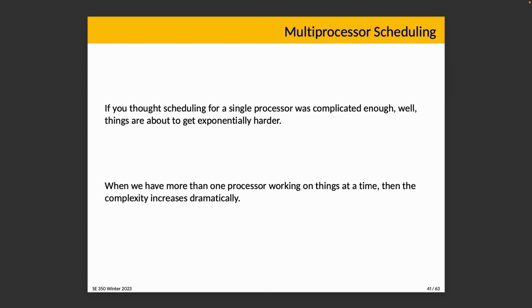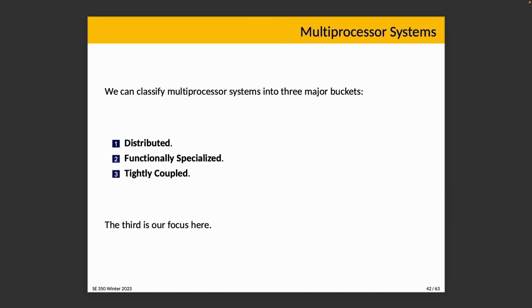We're also going to talk about multiprocessor scheduling. And multiprocessor scheduling is going to be a step up in complexity as compared to what we've talked about previously, and the complexity does increase somewhat dramatically. And there are three kinds of multiprocessor systems that we could consider realistically.